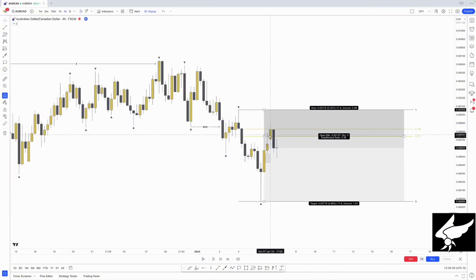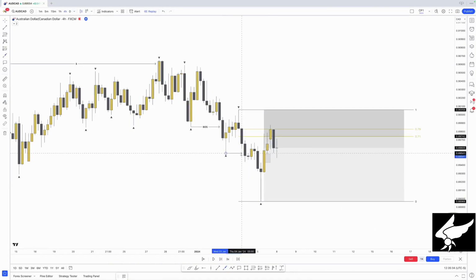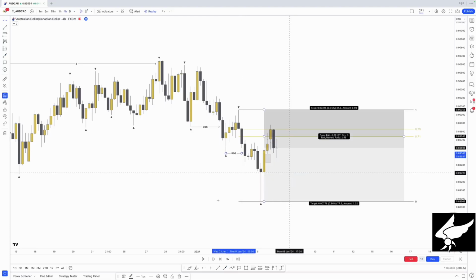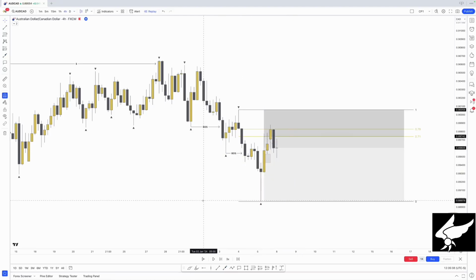This was my short trade right here. This was the idea. I'm going to annotate another break of structure right here. That swing low was clearly violated to the downside. And again, this is just simple continuation structure. I'm looking for bearish continuation to the downside to take out this low right here.